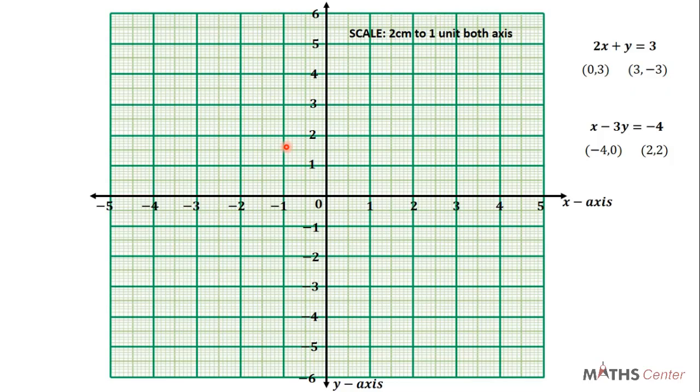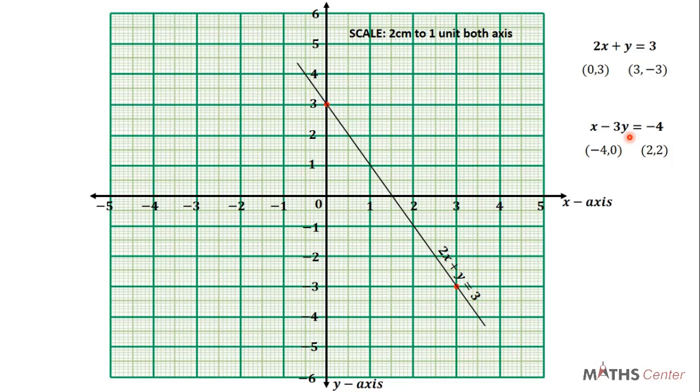Okay, so after you've done that, you start plotting the points. So you plot 3, minus 3. So that's what is here. 3, minus 3. So you get the point here. Then you plot the other one, which is 0, 3. So 0 on the x-axis, 3 on the y-axis. So we have the points for the first one, 3, minus 3 and 0, 3. You draw the line through it and you write the name of the line on it. So 2x plus y is equal to 3.